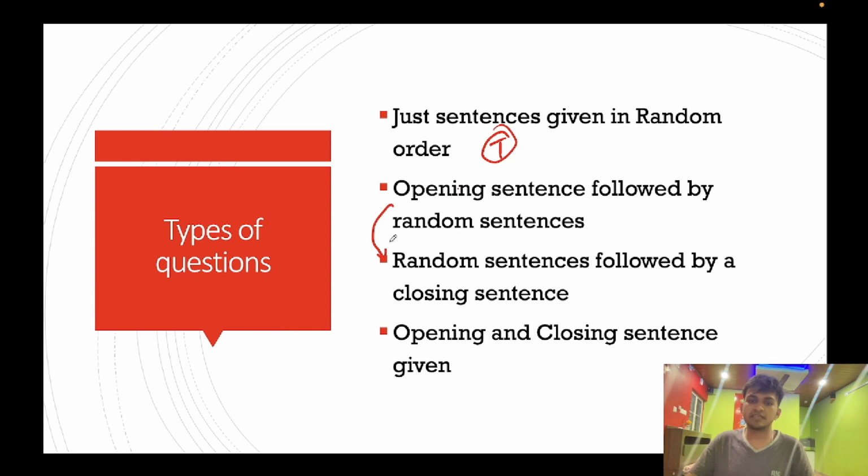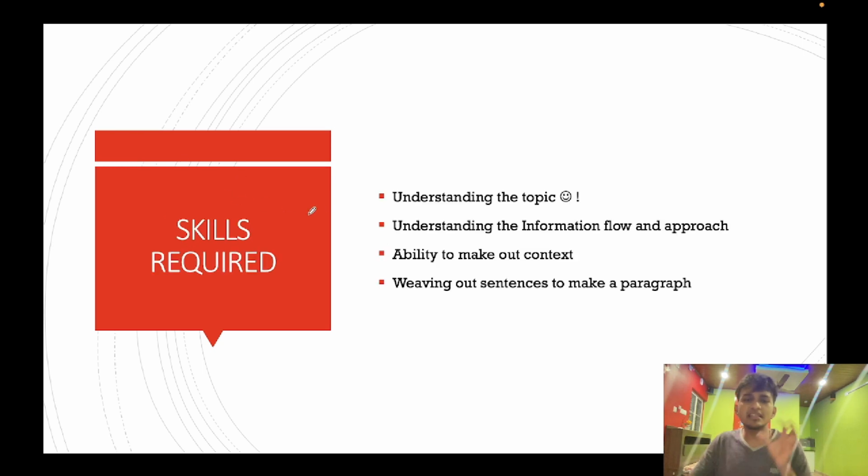Similarly, there will be a random set of sentences followed by a closing sentence. There you know how this paragraph is ending. So you can logically arrange these sentences in such a flow that the particular paragraph ends in a particular manner, right? Now, the last type is when you're given the opening as well as the closing sentence and you're supposed to rearrange the other sentences. This is probably one of the easiest of the lot if you know how to make a flow and decipher the sentences accordingly, right? So what are the skills required for you to crack these type of questions?